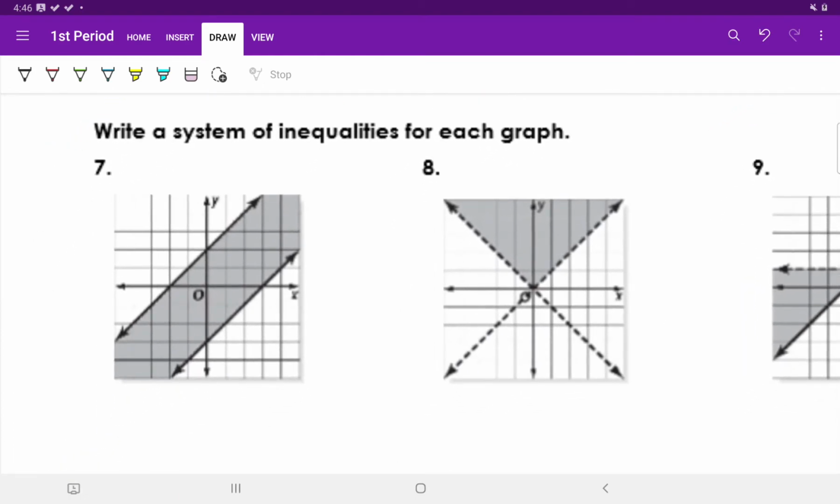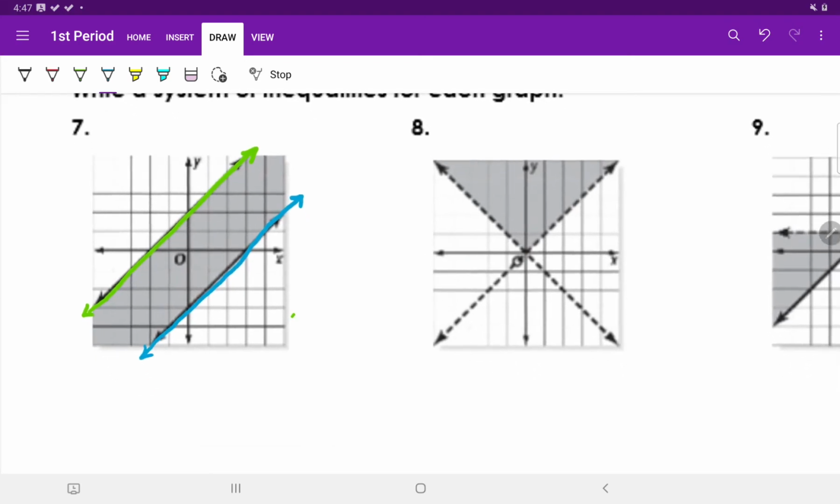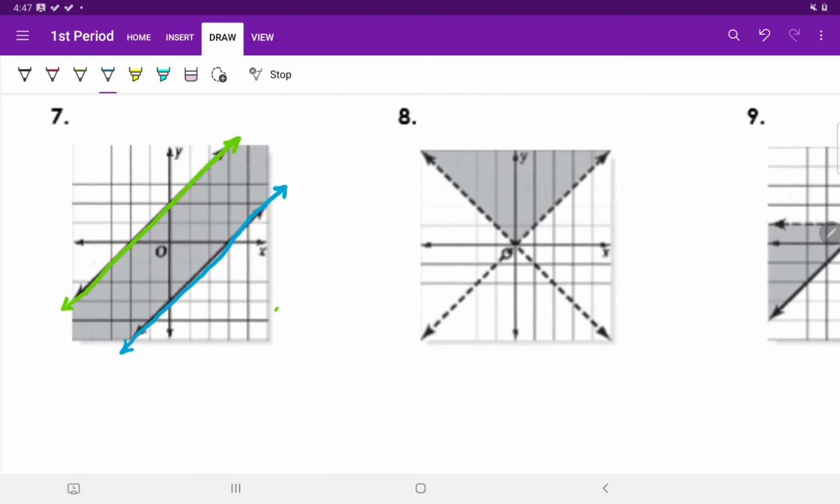The instructions for 7, 8, and 9 are a bit different. For these problems, we want to write a system of inequalities. So we're given a graph and we want to write the system. The way we do that is by looking at the boundary lines. So I'm going to make this boundary line my green line, and I'll make this boundary line my blue line. That'll just help me talk about these problems a little bit more easily. So why don't you try number 7 on your own?